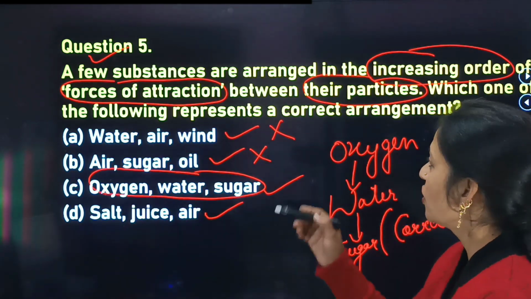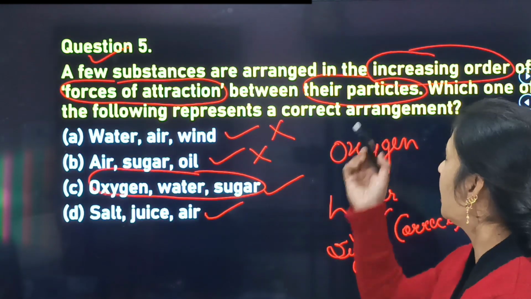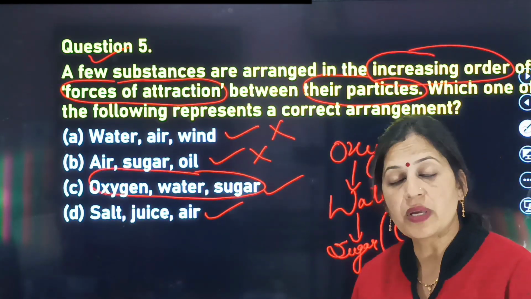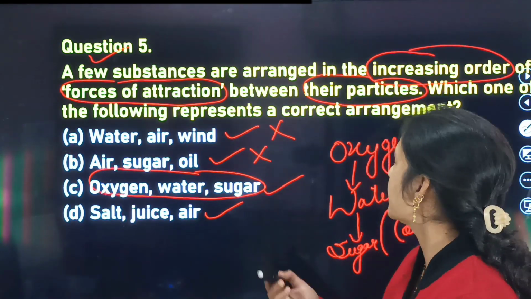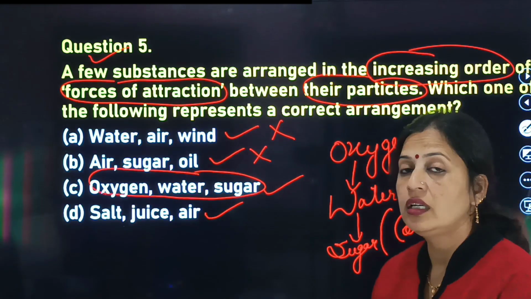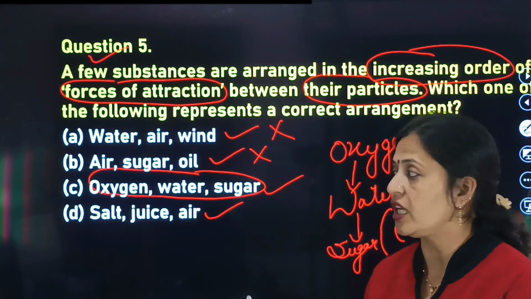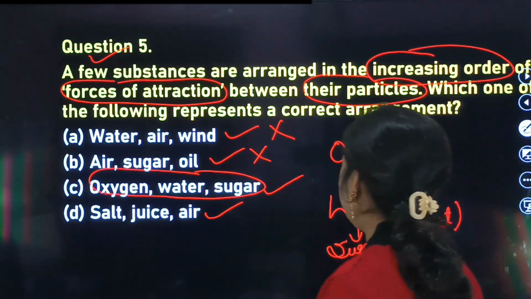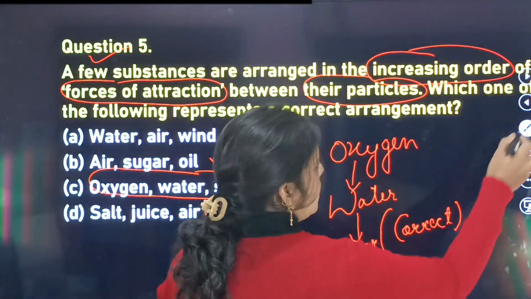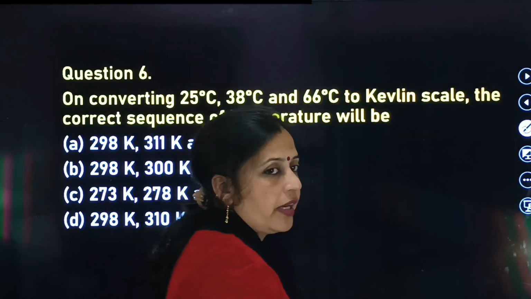So this is the correct arrangement when a few substances are arranged in the increasing order of forces of attraction between the particles. Out of these arrangements, the correct one is oxygen, water and sugar. So this is the right answer for the question number 5.